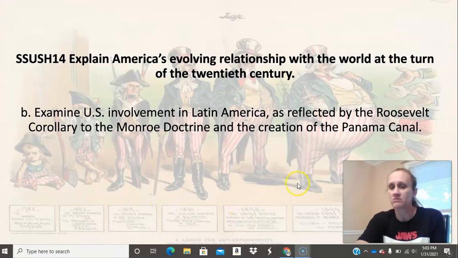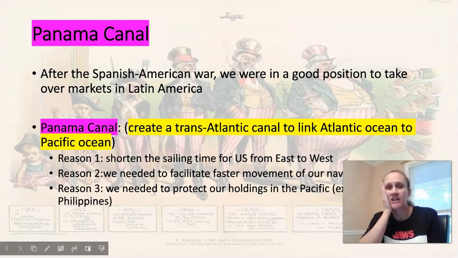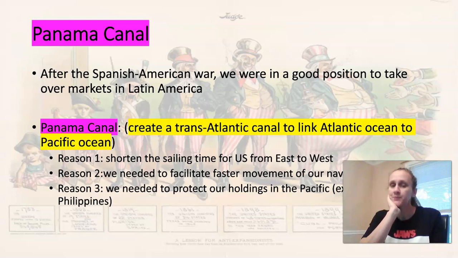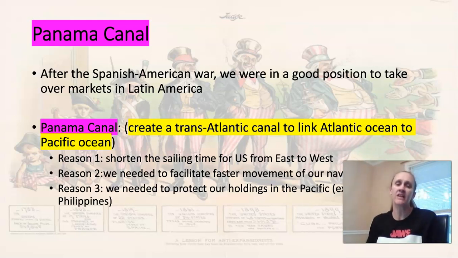And also, creating the Panama Canal kind of shows our involvement in Latin America too. Okay. The Panama Canal is a really great example of the fact that the United States was in a really great position to be able to take control in Latin America and kind of impose our will. So in Central America, if you go down below Mexico, before you get to South America, there's a piece of land called Panama. And what we'll do is we will build a canal that will link the Atlantic Ocean to the Pacific Ocean.